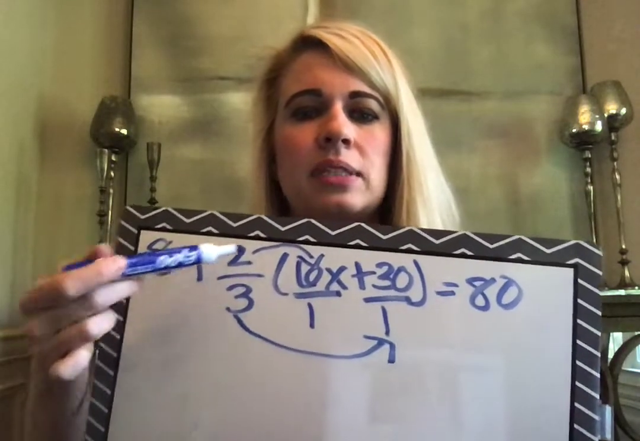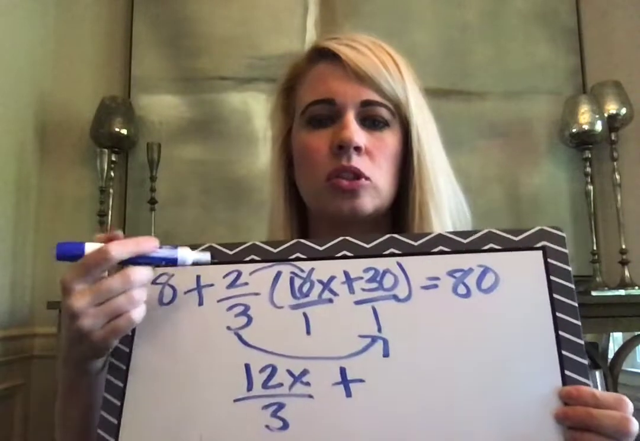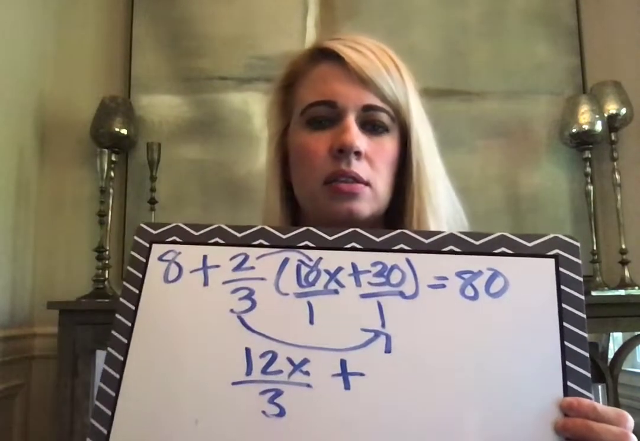So now you multiply straight across. You go 2 times 6x, which is 12x. And then multiply your denominators. 3 times 1, which is 3. Just leave it like this. Don't solve it quite yet. Plus 2 times 30, which is 60. And then 3 times 1, which is 3. Okay, bring down your 8, that plus 8, and bring down your 80.